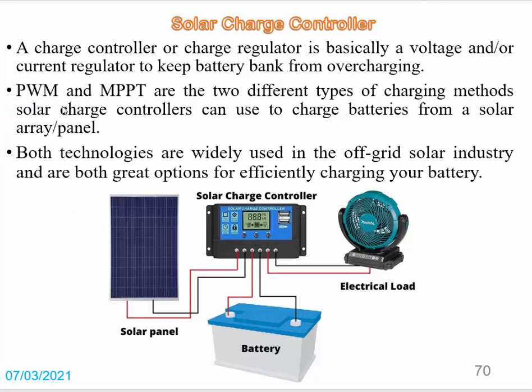Two different technologies, pulse width modulation PWM and MPPT maximum power point tracking, are two different types of charging methods solar charger controllers can use to charge batteries from a solar panel. Both technologies are widely used in the off-grid solar industry and are both great options for efficiently charging your batteries.